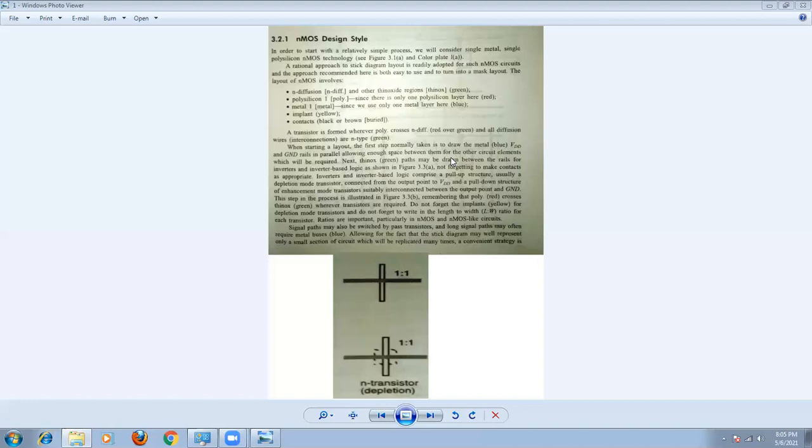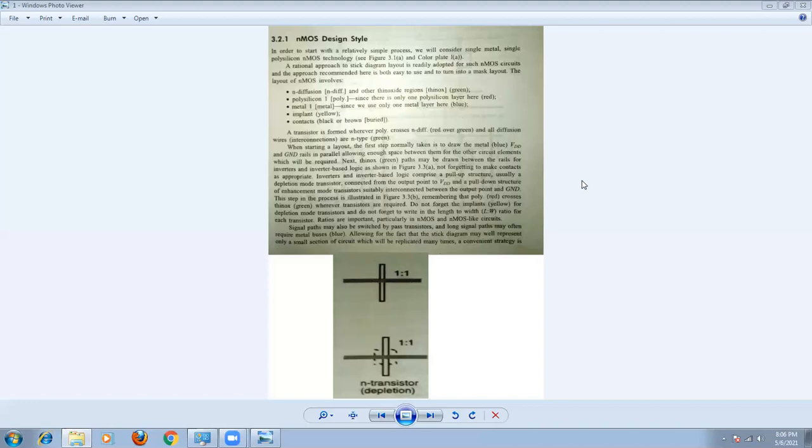Whenever two different layers are joined together, we are going to use a contact. So these are the different layers we are using: green color for N diffusion, red color for polysilicon, blue color for metal one, and yellow for implant. And for contact you have two colors in this case, because contact will be of two types: one is a buried contact, another is an ordinary contact.